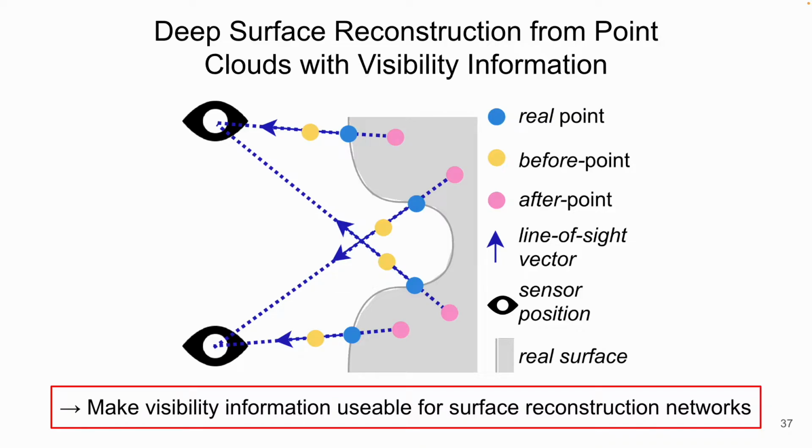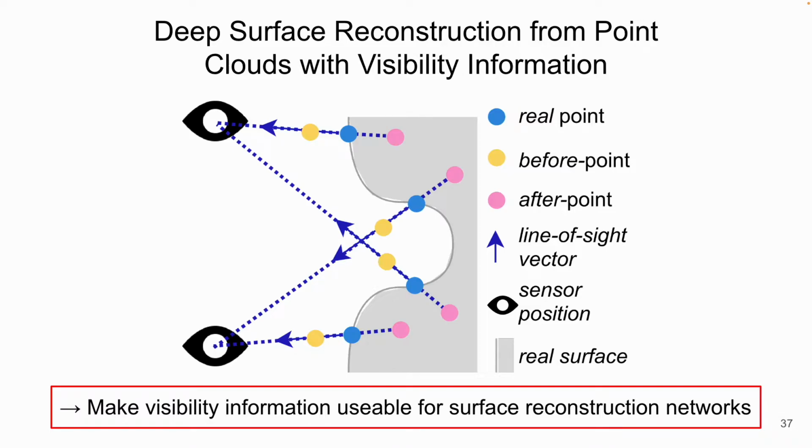And second, we place before and after points along the extended line of sight. Before points in yellow here and after points in pink. So these points are placed right in front and right behind each observed point, and these points can mainly help to identify empty and full spaces within the reconstruction domain. And as shown here, for example, they can help to better identify such cavities.